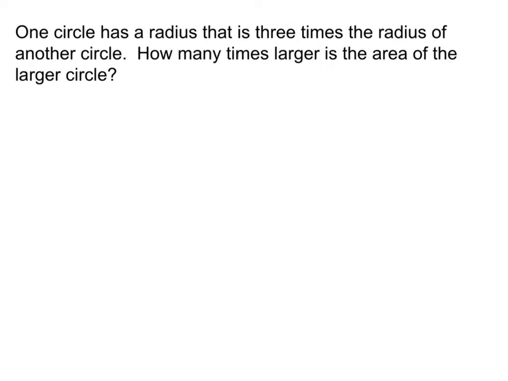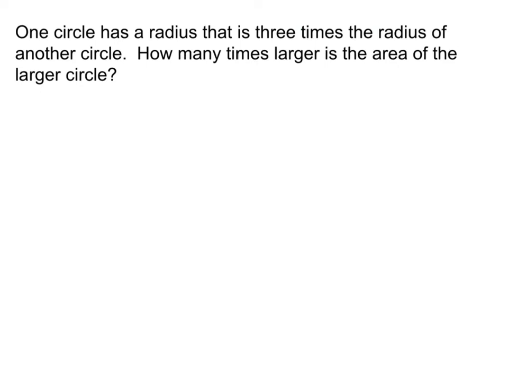So in this example, we have one circle that has a radius that is 3 times the radius of another circle. How many times larger is the area of the larger circle as compared to the smaller circle? There's a couple of ways to do this. First, let us notice that all circles are similar because they're all the exact same shape. They're not necessarily the same size.